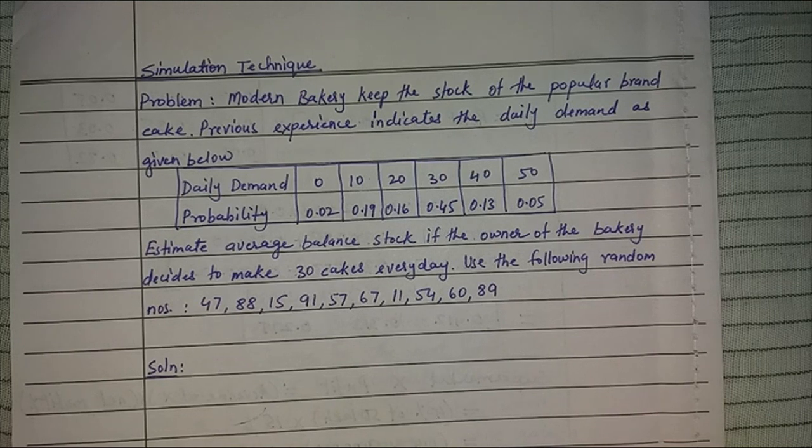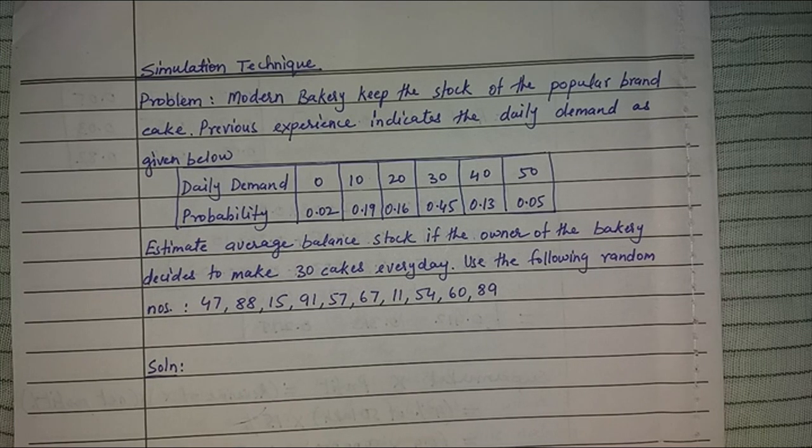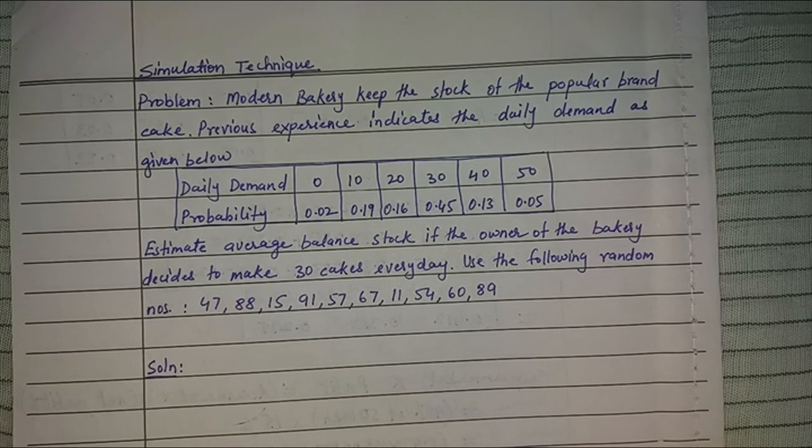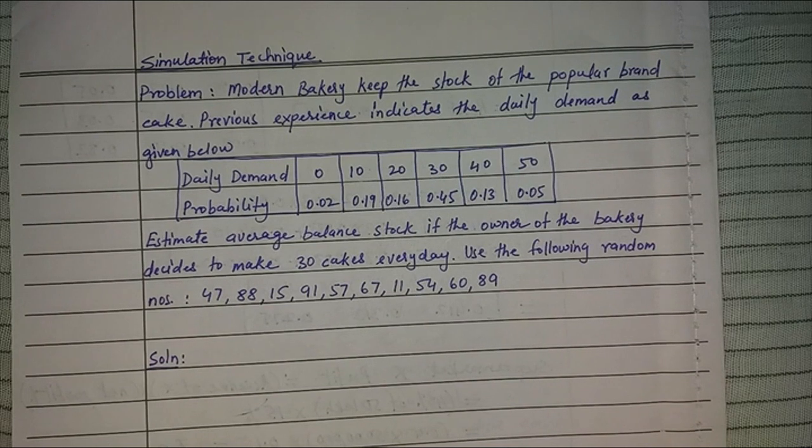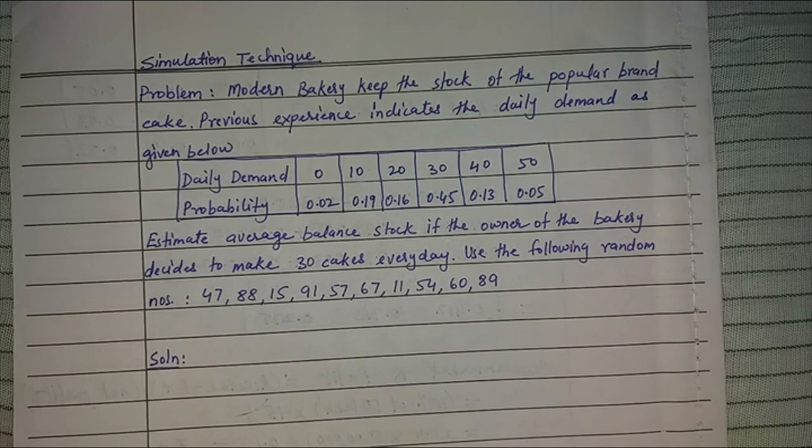Today's problem is based on simulation technique. We have a problem given to us. A modern bakery keeps the stock of a popular brand of cake. Previous experience indicates the daily demand as given below. So we have been given the daily demand and the probability of the demand.